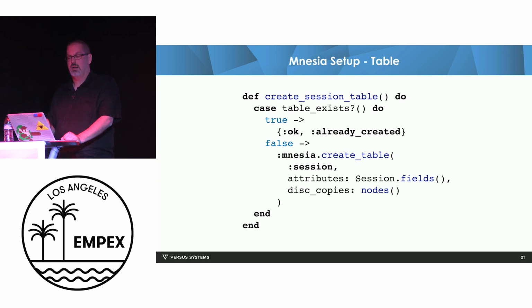And we're going to tell it our attributes are all of the fields that are on that session record. And disk copies is the definition of where you want to have it replicated in both memory and disk. So it's disk copies because it's in both. It's in memory, which is default, and on the disk. And we're going to tell it all of the nodes where we want that to be. And so we're just going to give it a list of all of our nodes in the system.